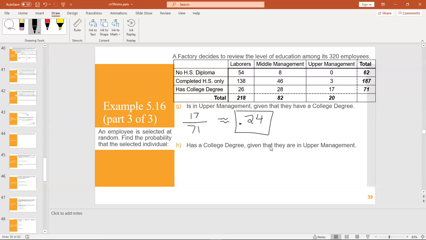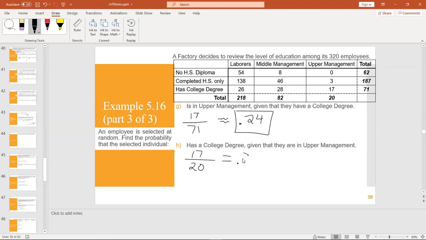On the flip side, what's the chance that someone has a college degree given they're in upper management? What's our given this time? This time our given is upper management. There are only 20 people in upper management, and of those, 17 of them have a college degree. So we're still talking about the same 17 people, but this time our frame of reference is the 20 individuals in upper management. And 17 divided by 20 is 0.85.